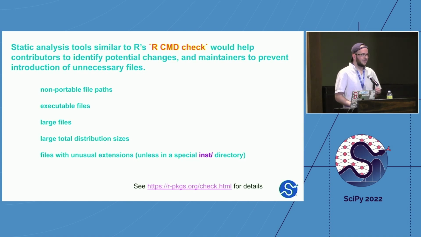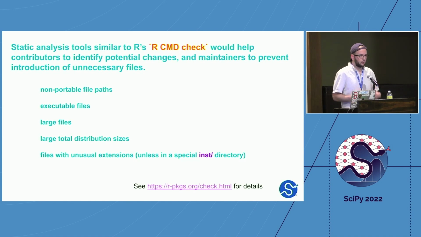This tool is the thing that you have to use to get an R package uploaded to CRAN, which is the mainstream repository for R packages. And it will explicitly reject packages that contain non-portable file paths, executable files that aren't supposed to be executable, files that are too large, files with unusual extensions, all kinds of things like this.